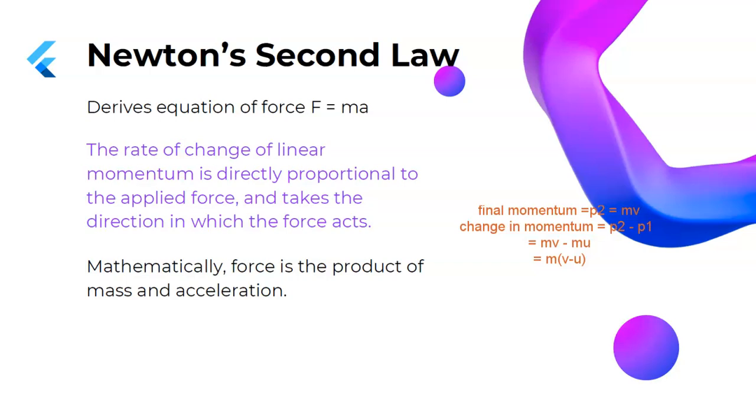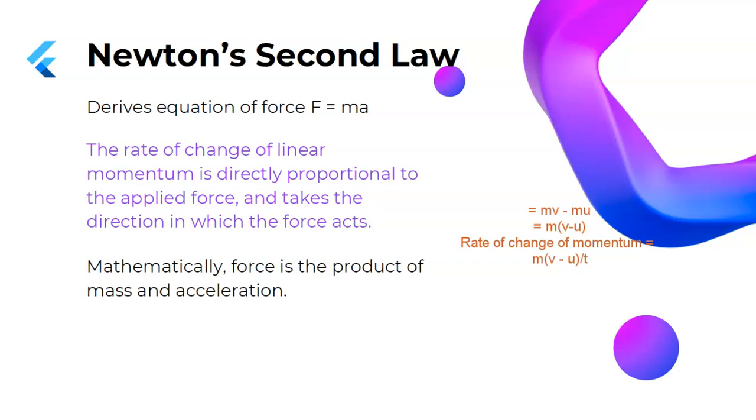Now we are supposed to find out rate of change of momentum. In physics, when we use the word rate of change of something, that means we are dividing that quantity by time. So rate of change of momentum will be equal to the same equation m into v minus u, but that is divided by time.